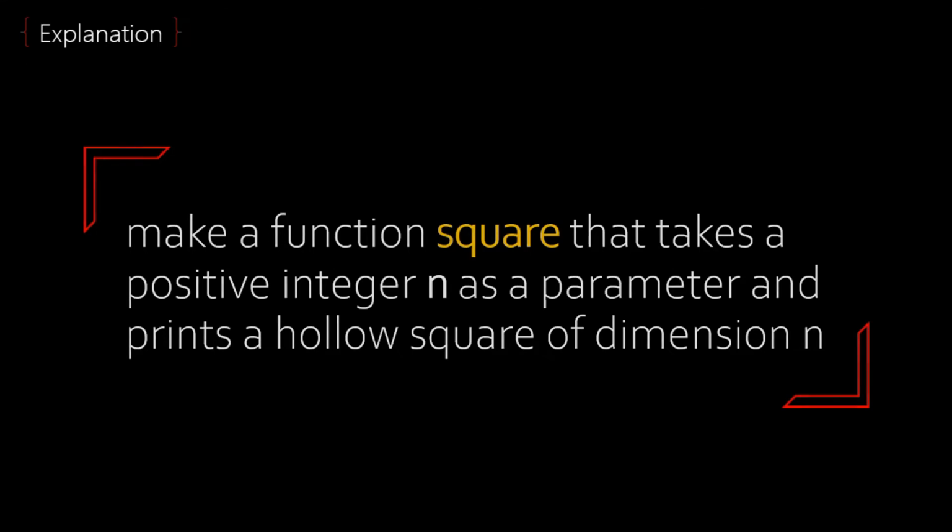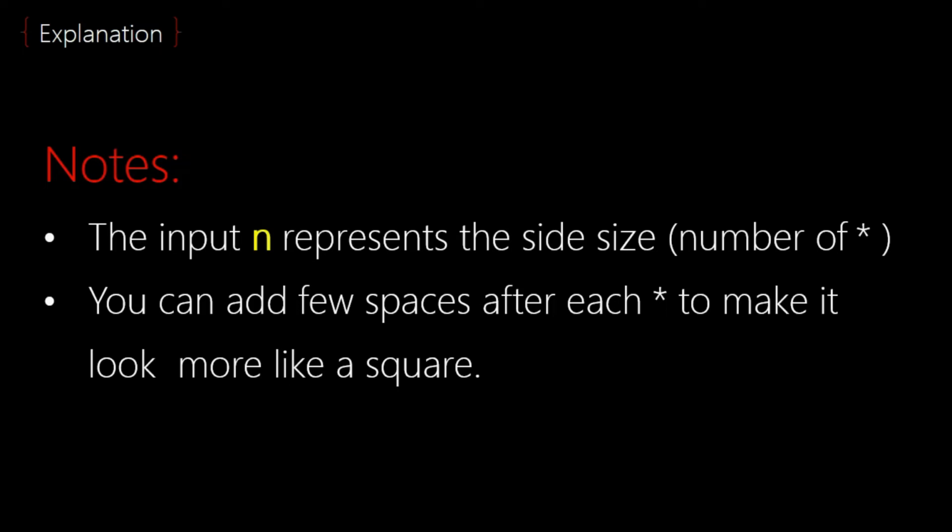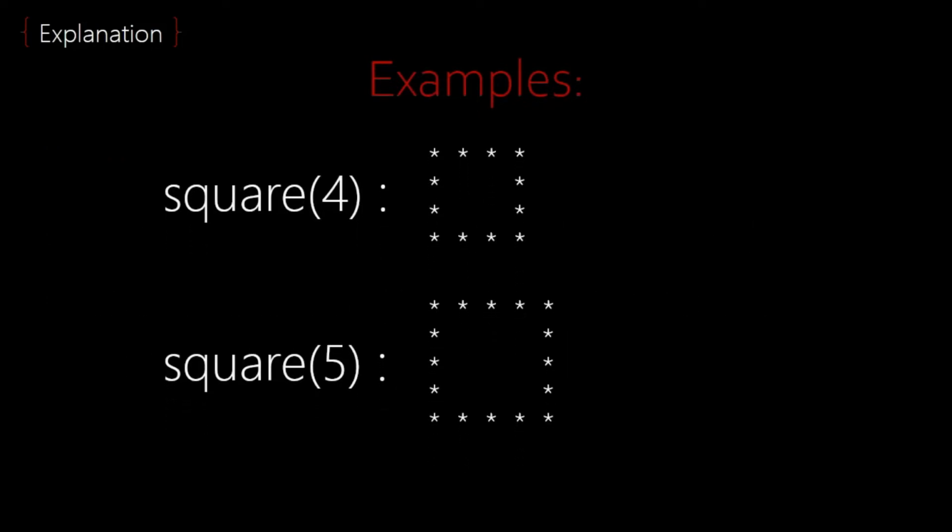Before showing some examples, here are some side notes to keep in mind. The input n represents the side size, which is the number of stars. And also, you can add a few spaces after each star to make it look more like a square. And now, here are a few examples to make the problem more clear.